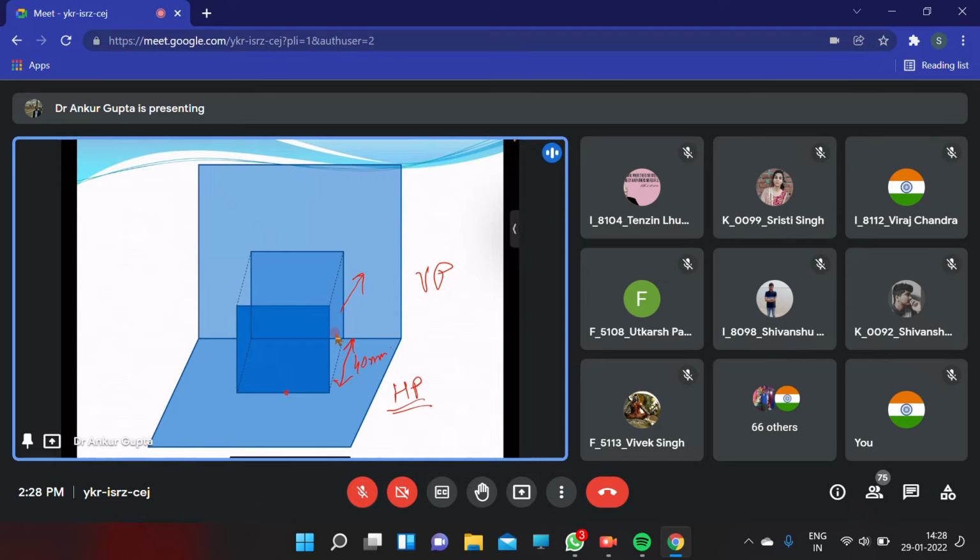Okay. So when the question says that a plane is resting on the horizontal plane, this will be the case. So you will get the true shape in the vertical plane. Similarly, this one.